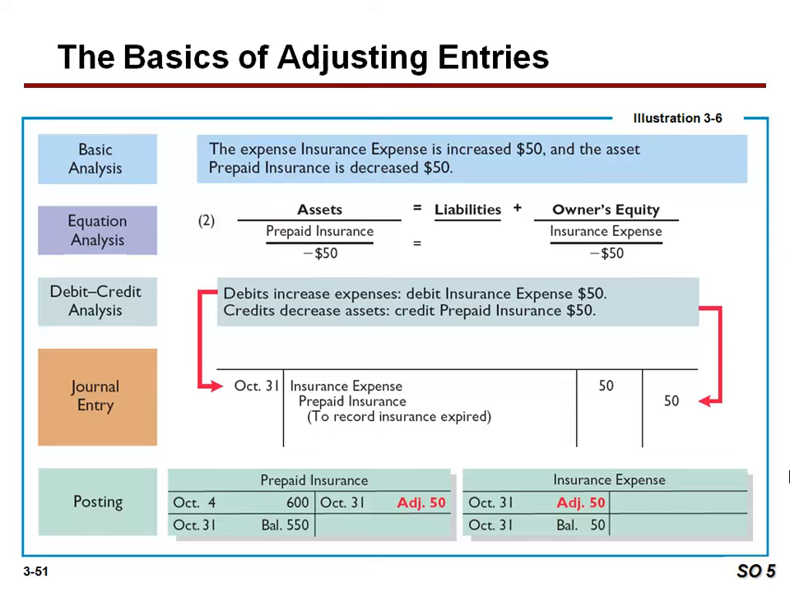Again, you see the impact on an asset account, a balance sheet account that is, and an income statement account, an expense account. Adjusting entries will always affect two components, one in the balance sheet, one in the income statement.